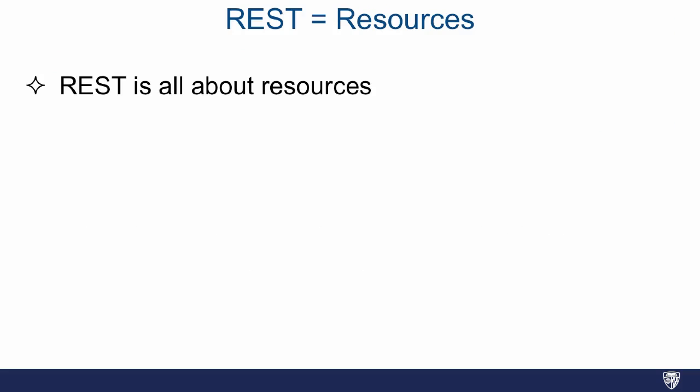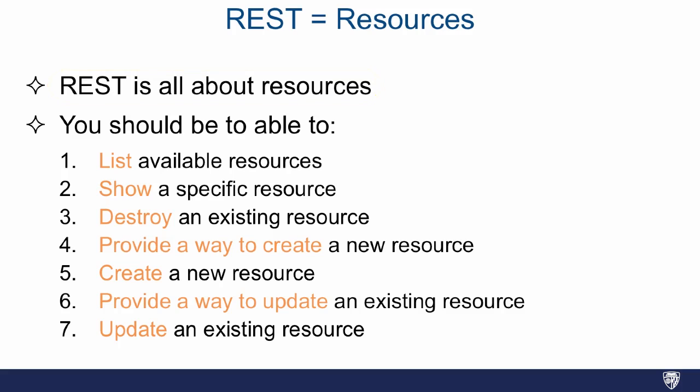So as I mentioned, what Rails took out of REST is that REST is all about resources. So therefore you should be able to perform the following 7 actions on your resources. You should be able to list them, show a specific one, destroy a specific one, provide a way to create a new resource, maybe by providing an HTML form with some empty fields, and actually create a resource.